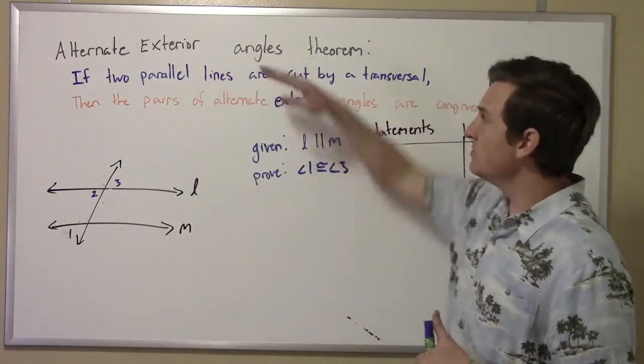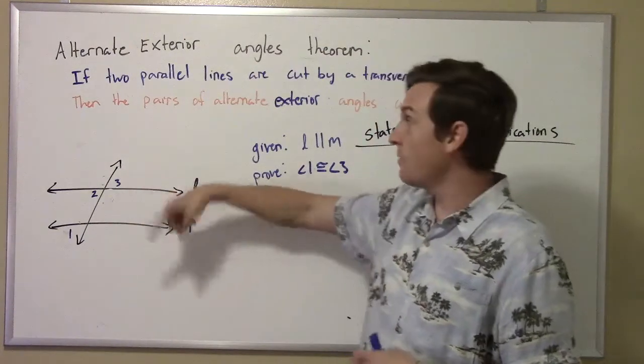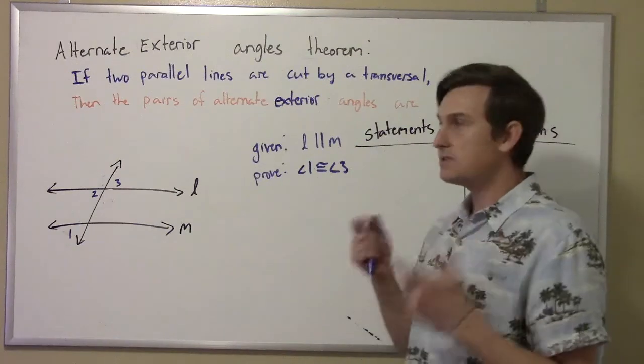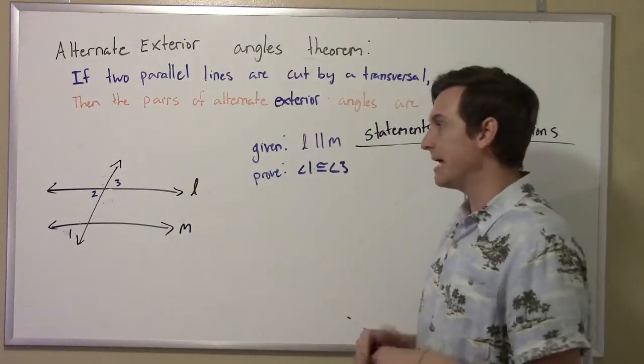So you can't use a theorem to prove that 1 is congruent to 3, because this is what we're doing to prove that theorem to begin with. So you can't use a theorem in the proof of the theorem. It doesn't work like that.